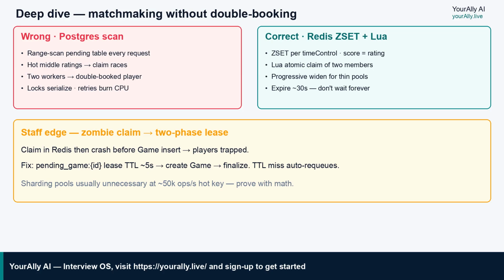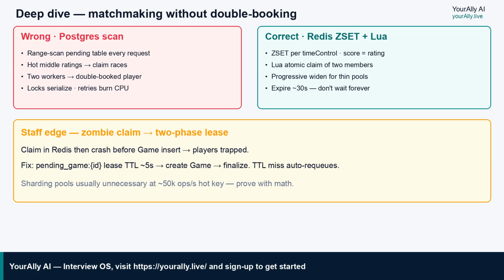Thin pool probe: a 2800 rated player may have almost no peers online. Narrow windows mean infinite wait. Instant wide windows mean unfair games. Progressive widen tied to wait time is the product answer. In production, you tune from wait time metrics. In the interview, you describe the policy. Redis availability: run replicas with automatic failover. Losing the pending pool is annoying. Clients requeue. Keep that failure domain separate from authoritative in-progress games.